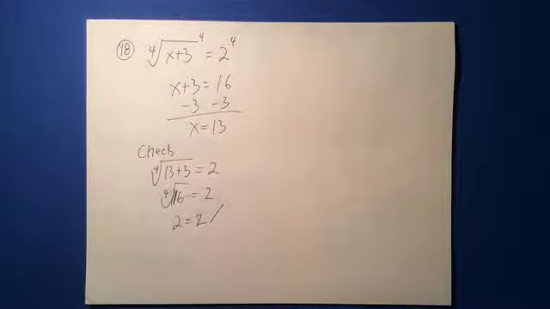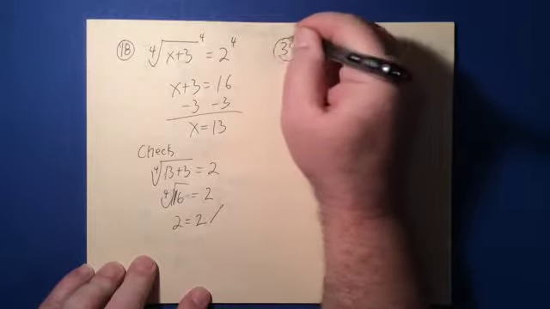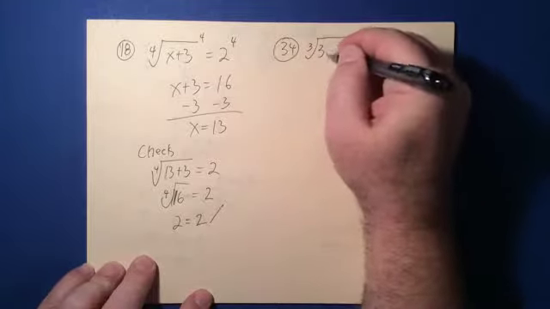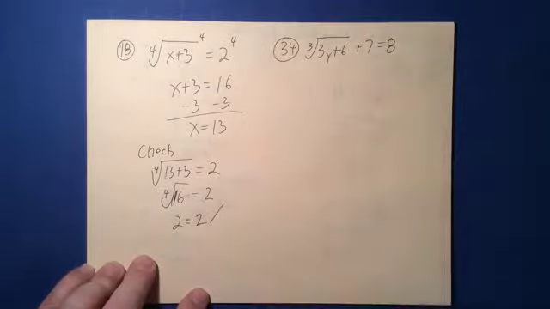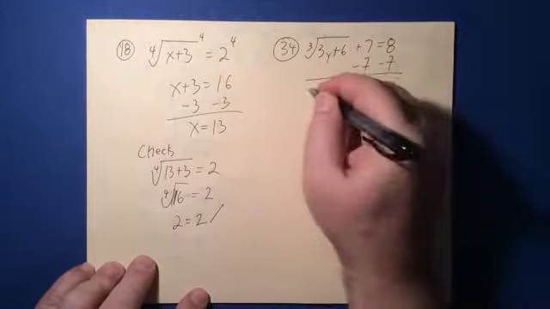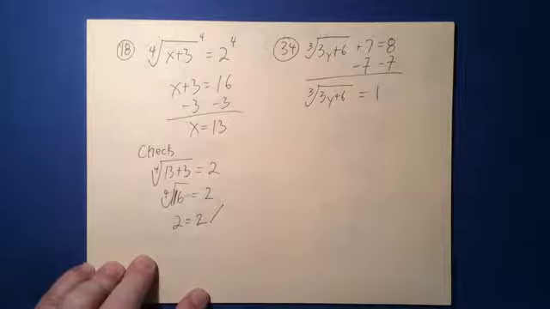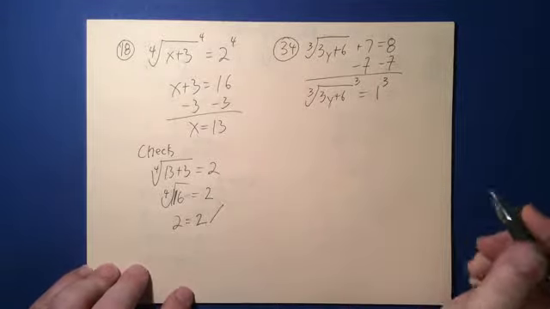Let's go ahead and take a look at a problem that expands on this a little bit. Take a look at 34. Here we've got the third root of 3y plus 6, plus 7 equals 8. Remember, before I can take the third root of anything, I need to first get the radical by itself. So I'm going to subtract 7 from both sides. This gives me the third root of 3y plus 6 equals 1. Now that I have the third root of something, I'm going to cube both sides.